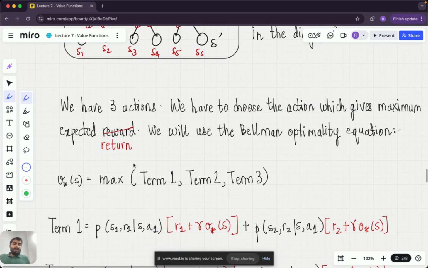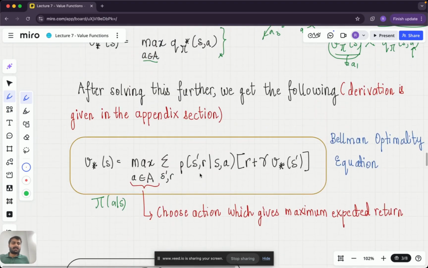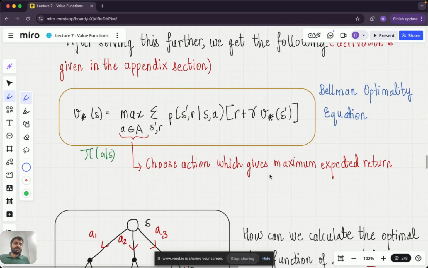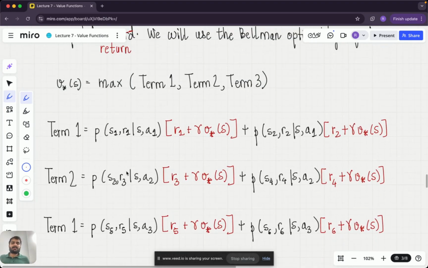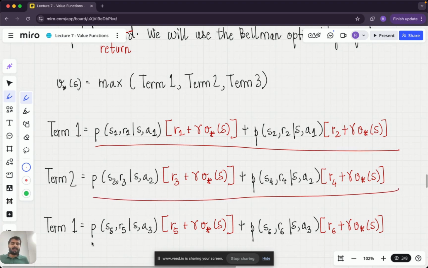And to calculate that, we calculate this expression for all three actions. For the first action, we have this. For the second action, we have this. And for the third action, we have this. Now we are going to take whichever value is maximum among these, and we are going to only use that term. The value function is going to be the maximum value, that value which is maximum out of all these three terms.